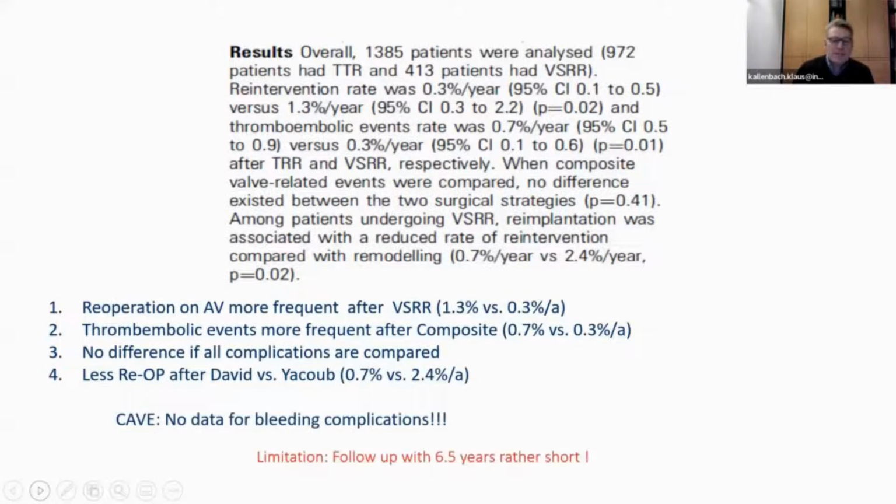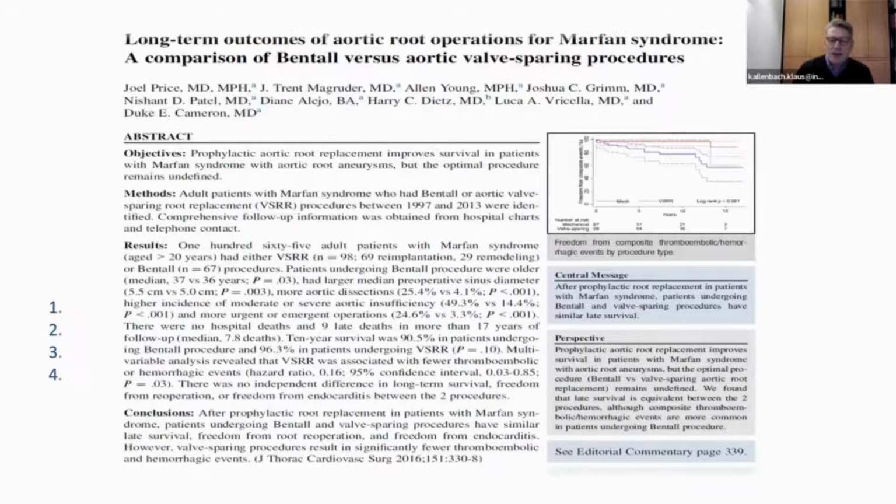There are two problems with this study. There is no data about bleeding complications, and bleeding complications are the most often observed problems of anticoagulation. And the follow-up was only 6.5 years.